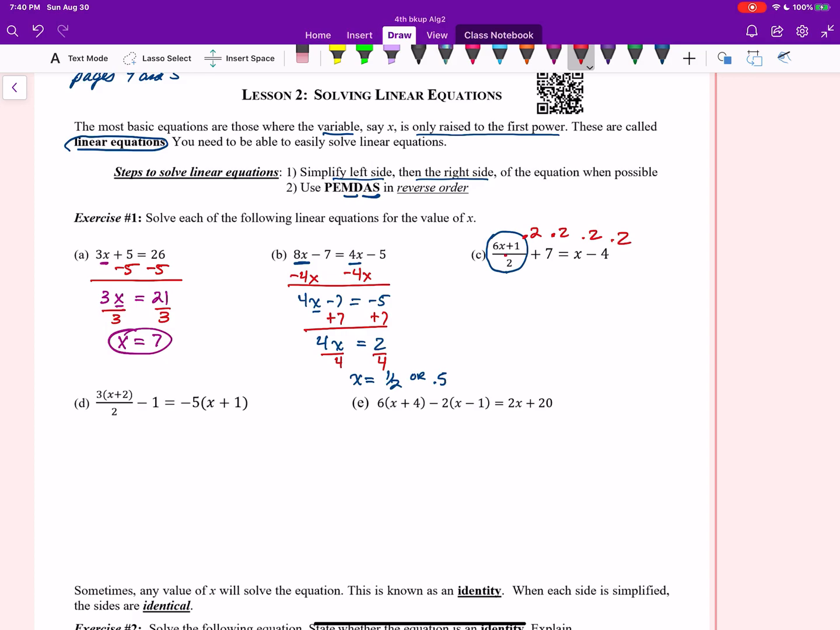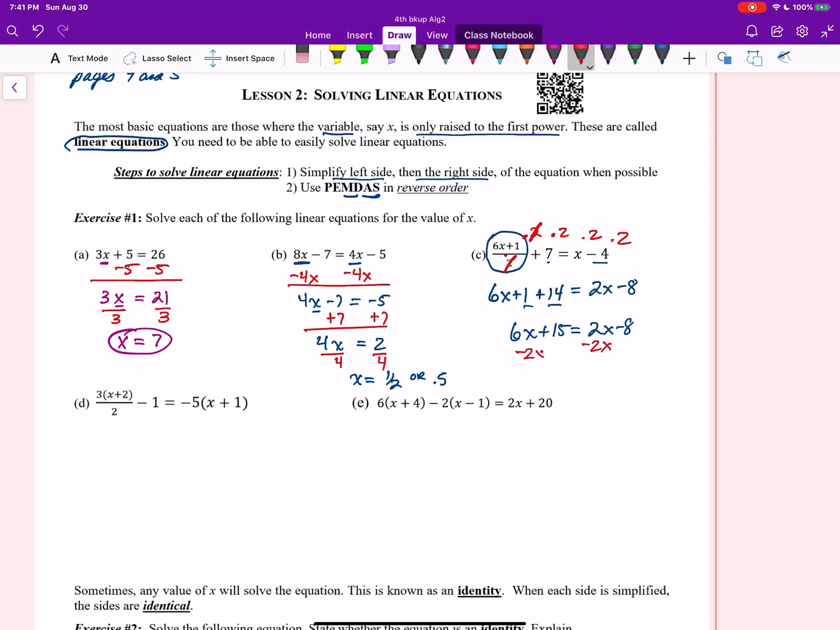Now, when we take 6x plus 1 divided by 2 times 2, these 2's divide right out, and we are left with 6x plus 1. Positive 7 times 2 is positive 14. Bring down the equal symbol. x times 2 is 2x. Negative 4 times 2 is negative 8. Now we have combining of like terms to do on the left-hand side. 1 plus 14 is 15, so we have 6x plus 15 is equal to 2x minus 8.